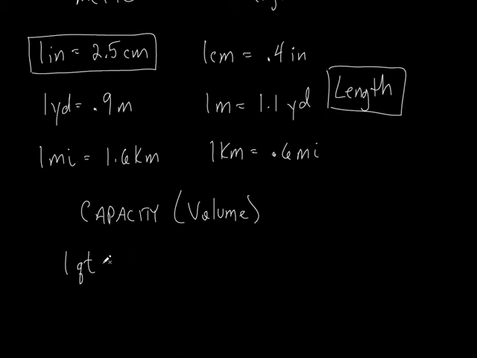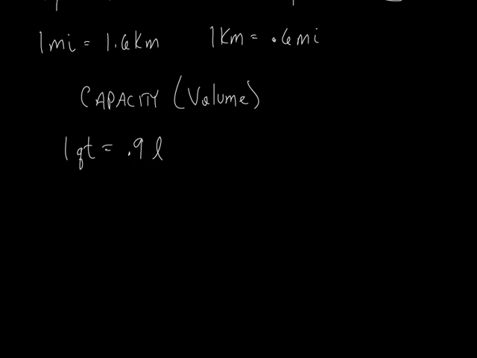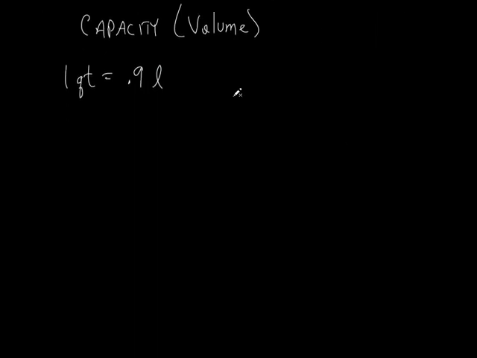So 1 quart equals 0.9 liters. Now they use a capital L. I always use a lowercase l for liters. I don't know why, but I've always done that. So I'm going to use a lowercase. Is that alright with you? You'll see a capital letter in the book, but I use a lowercase. And then if you go 1 liter, that's equal to 1.1 quarts. Again, you're just doing the inverse of that. That number looks familiar, doesn't it? We use that same number up above there.